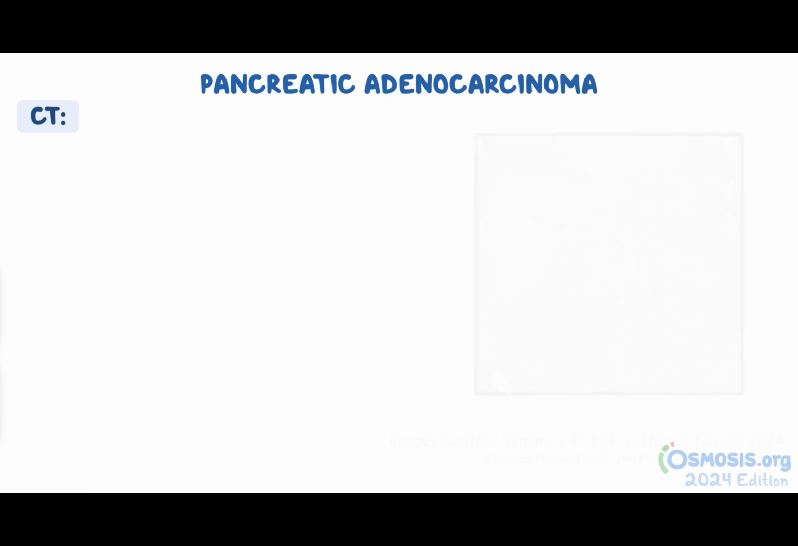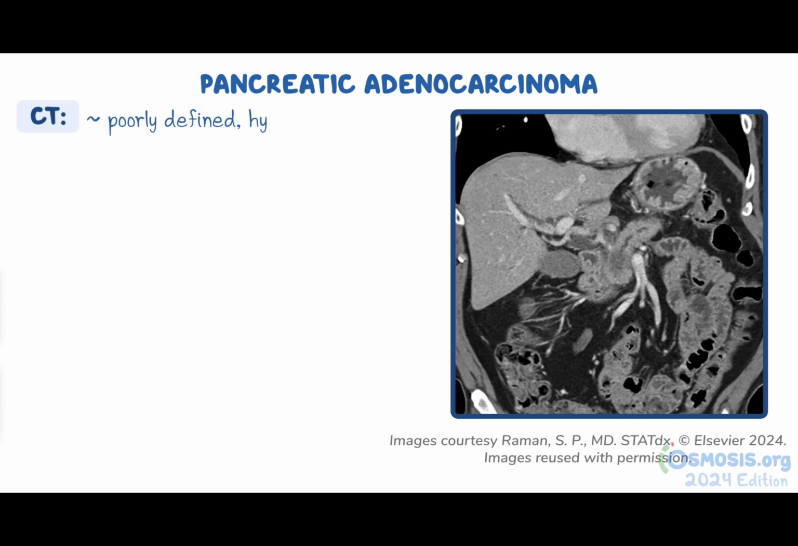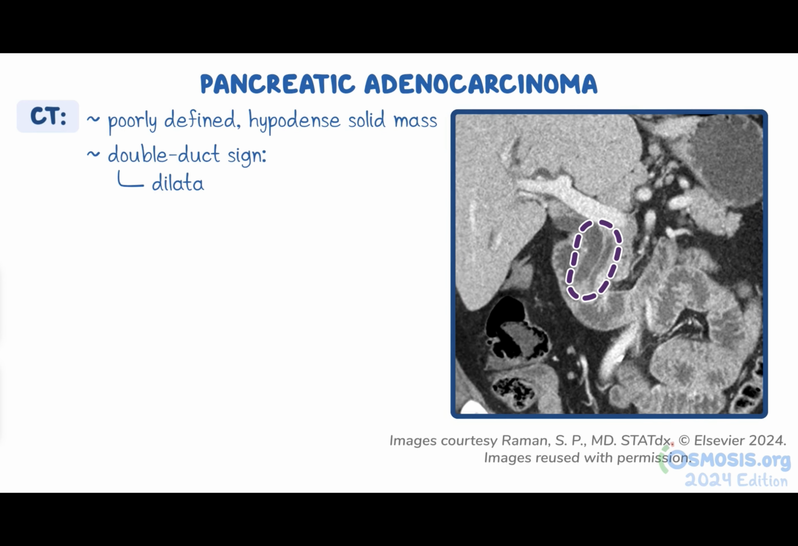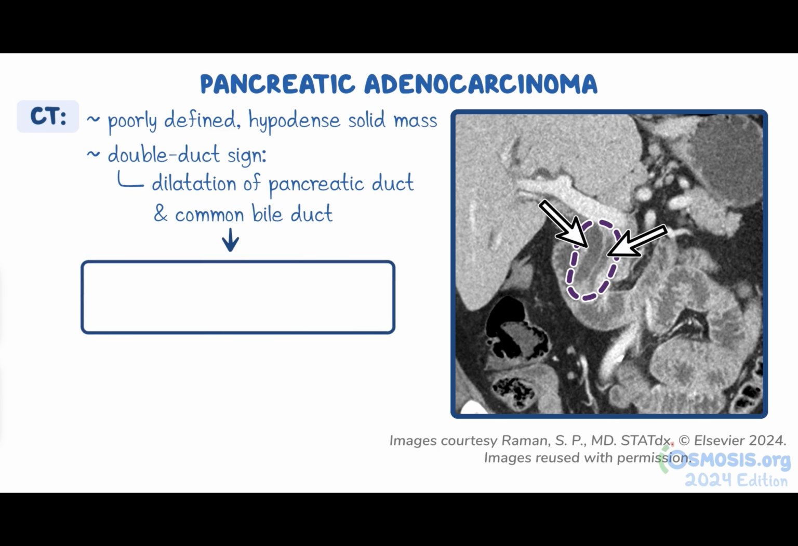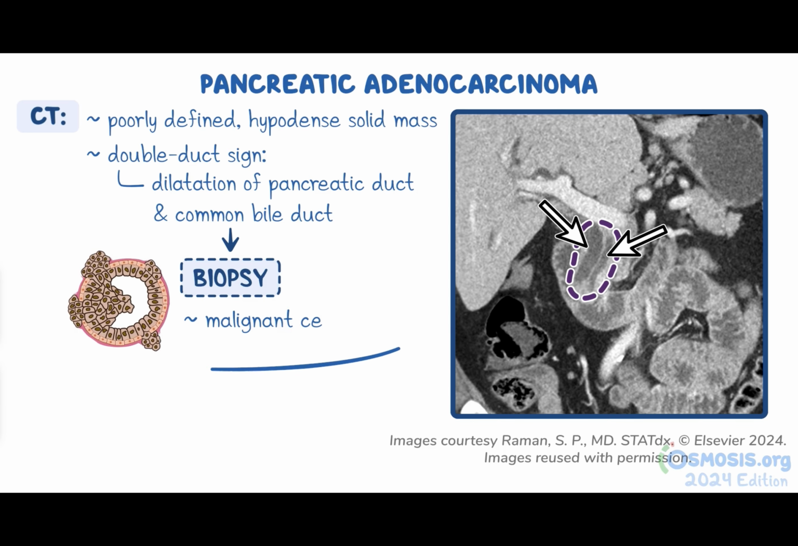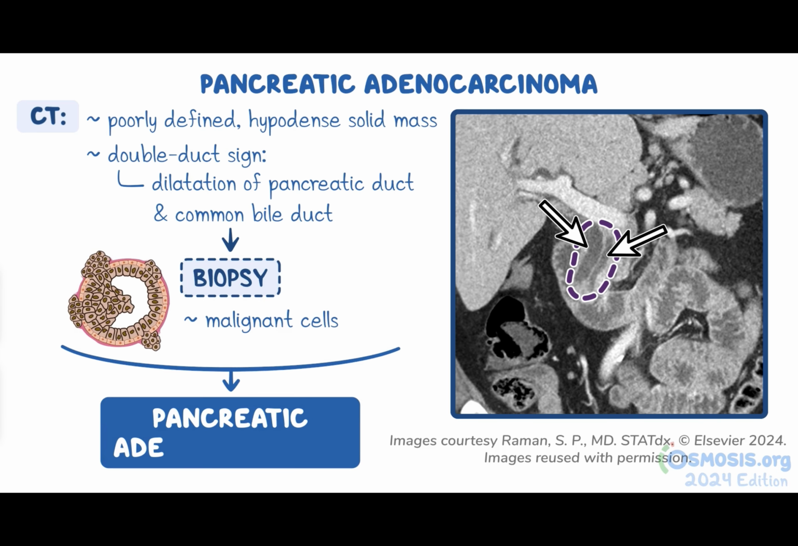Additionally, the CT typically reveals a poorly defined, hypodense solid mass, often with the double duct sign, meaning dilatation of the pancreatic duct or both the pancreatic and common bile duct. All of these findings together raise a serious concern for pancreatic carcinoma. Next, order a biopsy of the mass. If the biopsy results show malignant cells, your diagnosis of pancreatic adenocarcinoma is confirmed.